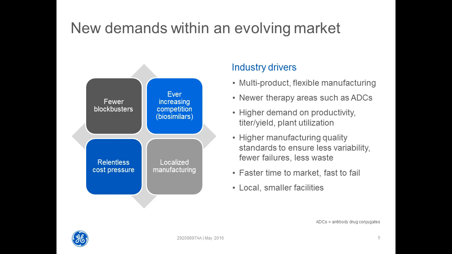If you start to put all of these trends together, what emerges is a shift or a transformation towards more multiple-product and flexible manufacturing facilities, and a shift towards newer therapy areas like antibody drug conjugates. There's also a greater demand on productivity, plant utilization, and a movement towards less variability and fewer batch failures, and so on.